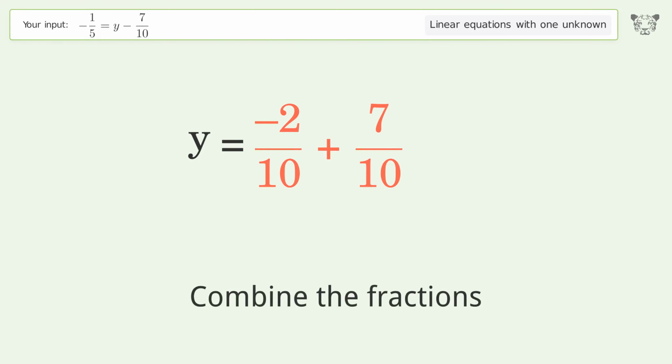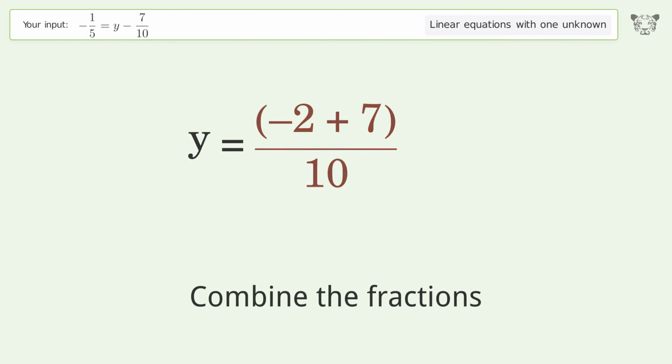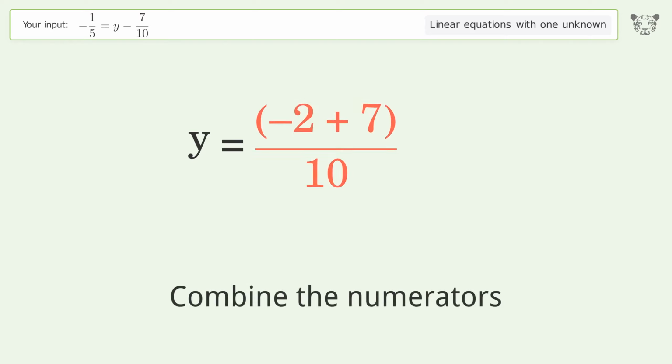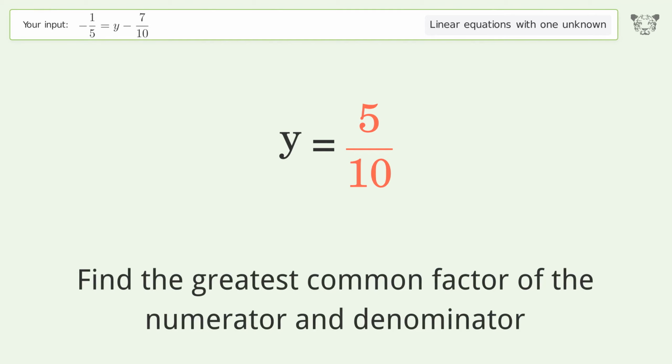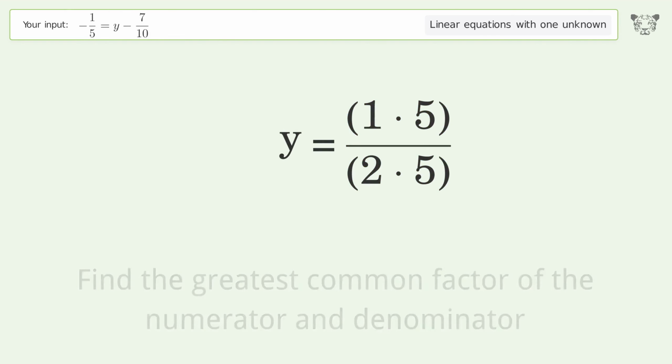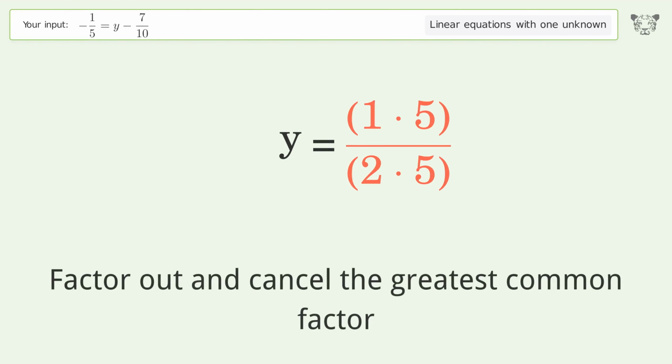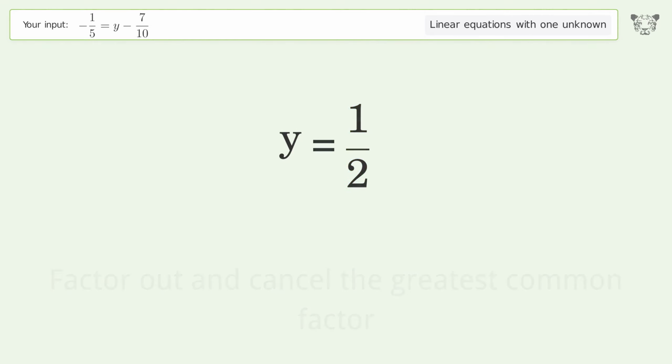Combine the fractions. Combine the numerators. Find the greatest common factor of the numerator and denominator. Factor out and cancel the greatest common factor. And so the final result is y equals 1 over 2.